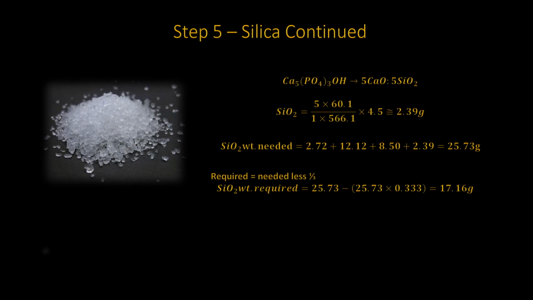The calculation for the apatite constituent is shown. Once all the calculations are complete, the total amount of silica needed is simply the total of all the calculated amounts needed for each basic constituent. The actual required amount is calculated as being less 1/3. For this case example, the 1/3 will be replaced by the required borax.